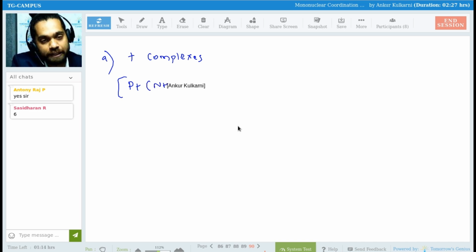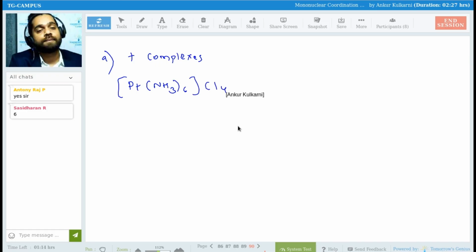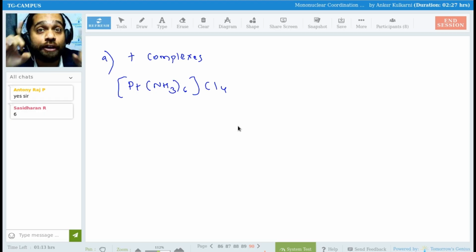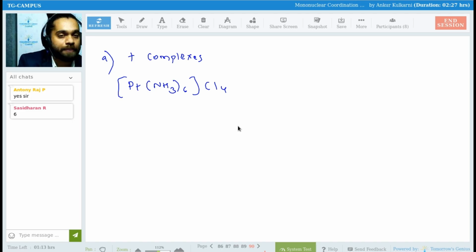So I have 6 NH3 and 4 Cl. Now identify, tell me what is the central atom over here. Come on, I want everyone to reply in the chat box. What is the central atom over here? Correct, Sarjana, Jason, Anthony, Sasidharan. Yes, what is the central atom? Perfect. The central atom is platinum.